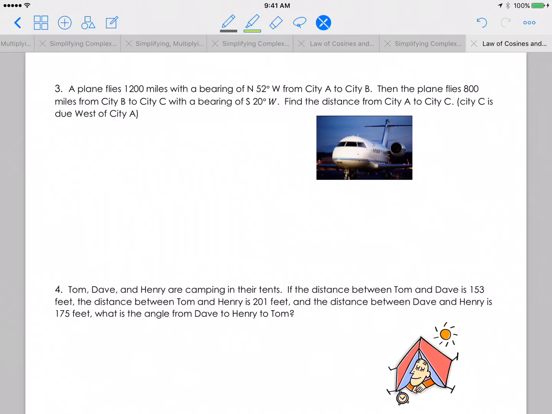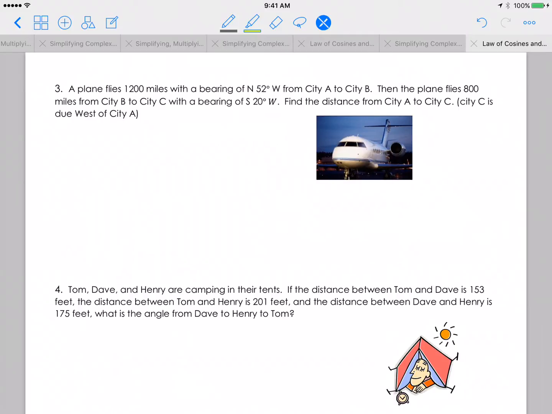So I wanted to walk through this with you, so I made a quick video. Number 3, there's going to be one very similar to this on your test tomorrow, so you're going to need to be able to draw it. I want to make sure that you know how to do that today.